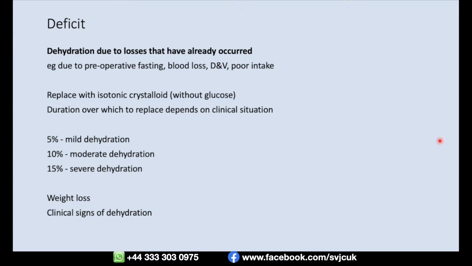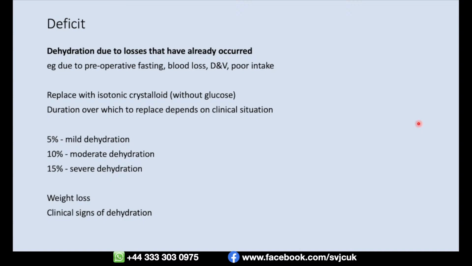So we move on to clinical signs of dehydration, and we say that 5% dehydration, mild dehydration, would be things like dry mucous membranes and the symptom of thirst. Moderate dehydration, increased heart rate, increased respiratory rate, and cool peripheries. And then severe dehydration, 15% of body weight, the child will be lethargic and irritable.